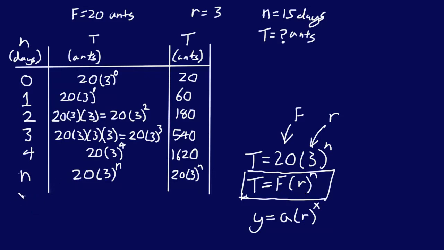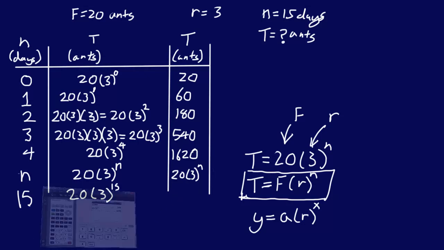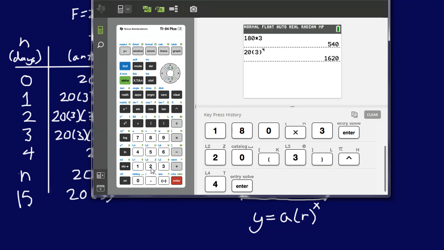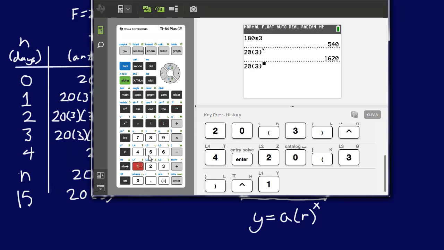So going back to this problem, we have n is equal to 15 days. So then we'd have 20 times the quantity of 3 raised to the 15th power, and then let's find out what that is. So we'll say that is 20 times the quantity of 3 raised to the 15th power. And you get a gigantic number. It is literally in the millions here. Let's see what this is. 286,978,140. So I know I won't remember that.